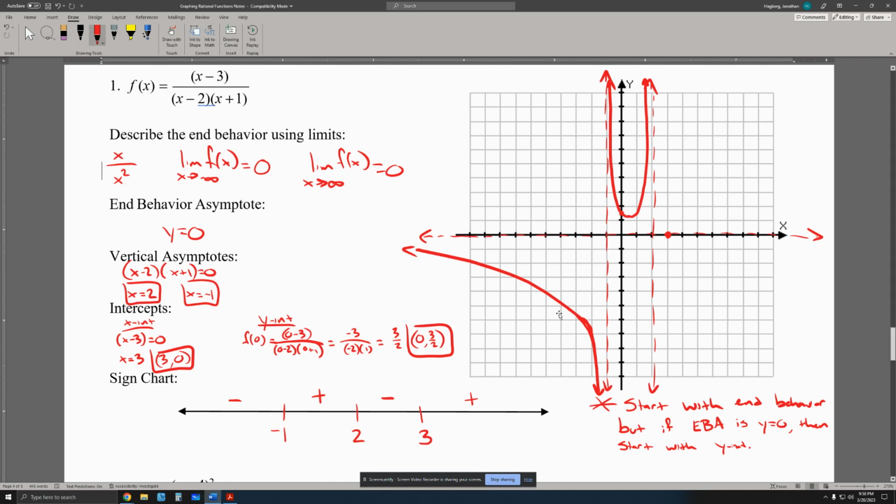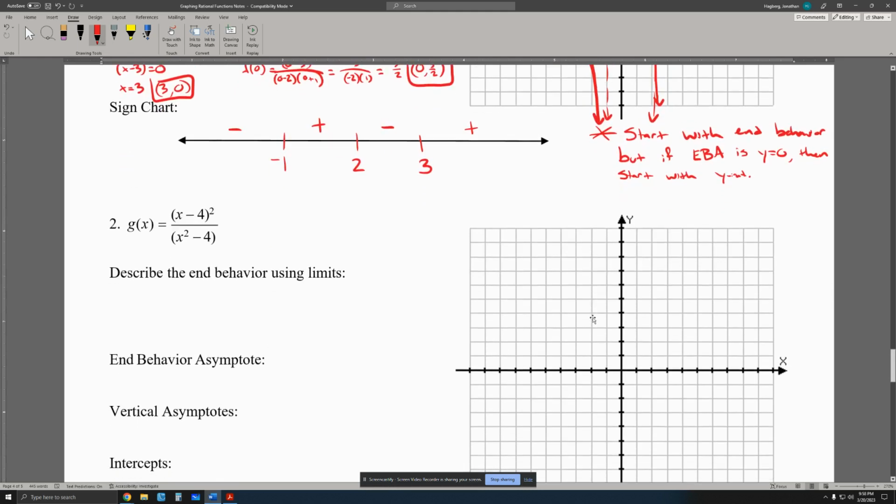Finally, after x equals 2, all the way up to 3, it's going to be negative, and once it hits 3, it's going to cross over to positive, and then it's going to level off to our end behavior asymptote. So we're coming out from negative infinity, we're going to come up, hit that 0 at x equals 3, and then level off and approach y equals 0. All right, so this is the sketch of the rational function.